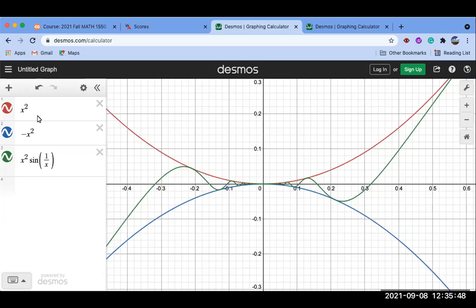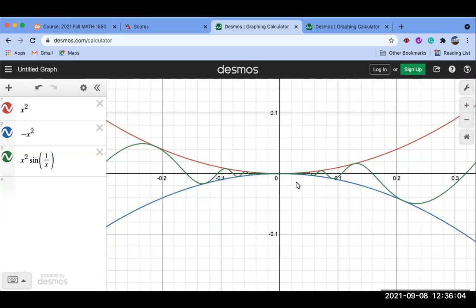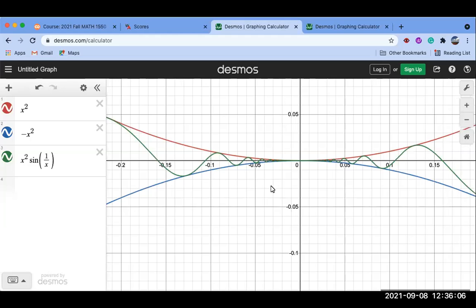And as x approaches 0, both these two functions go to 0. Therefore, the limit of the inside function should also go to 0. That is the squeeze theorem, right? Here is a recommended tool. At home, you can plot this function on Desmos to see how it behaves. It's a very useful tool.